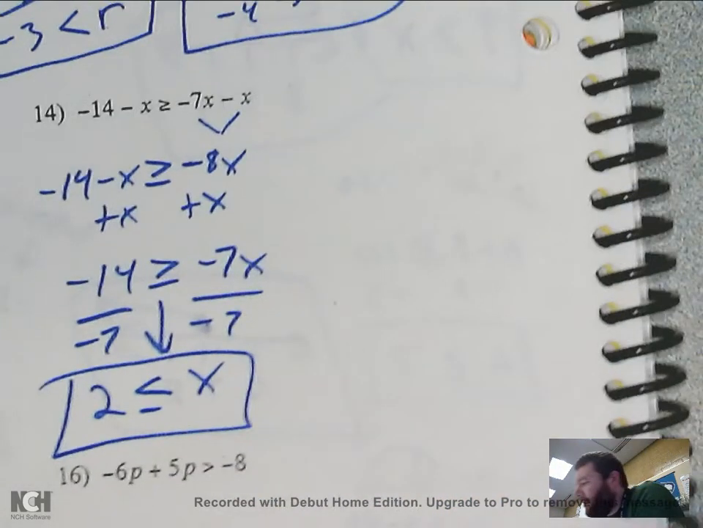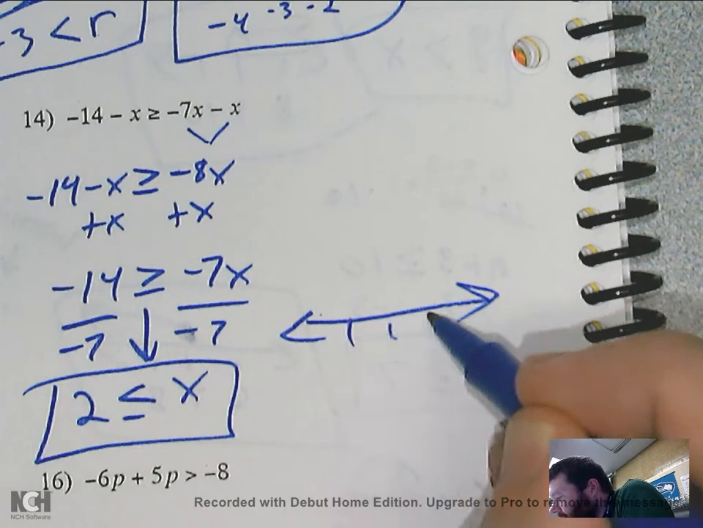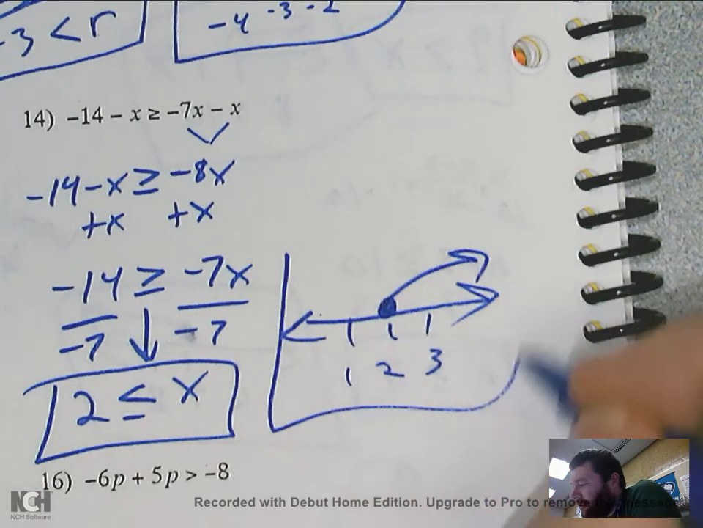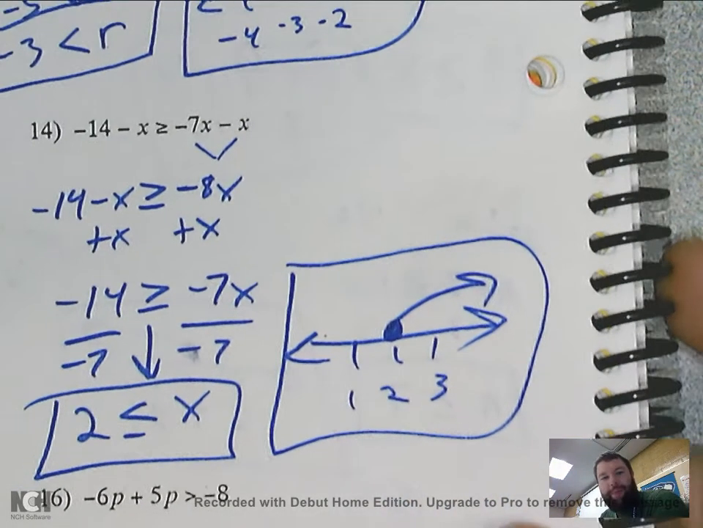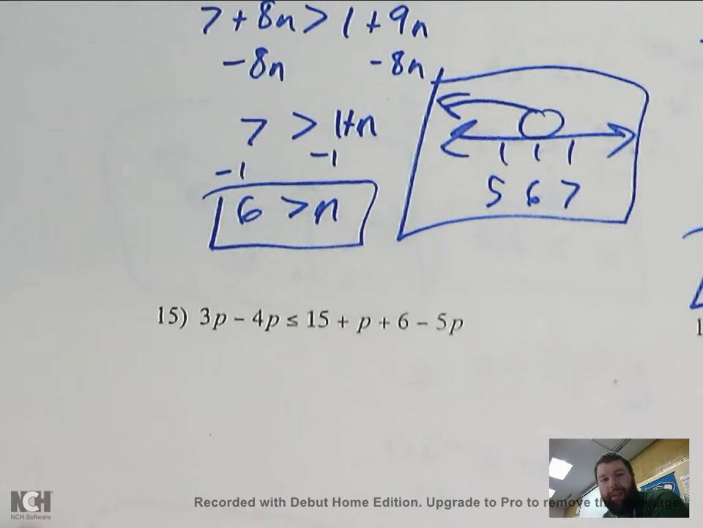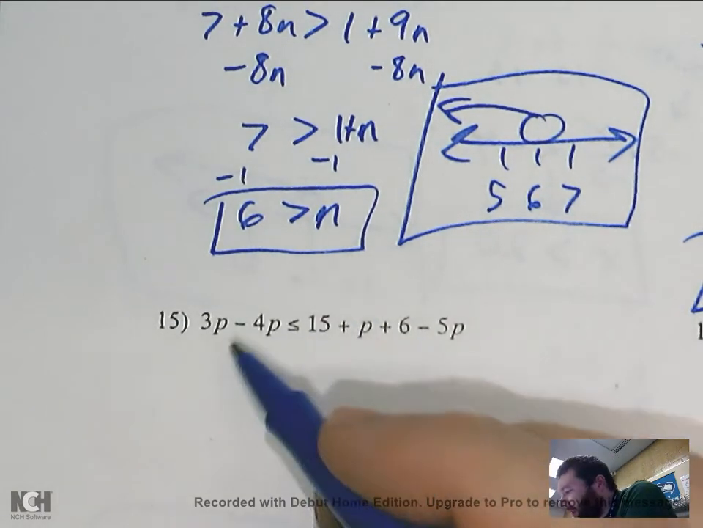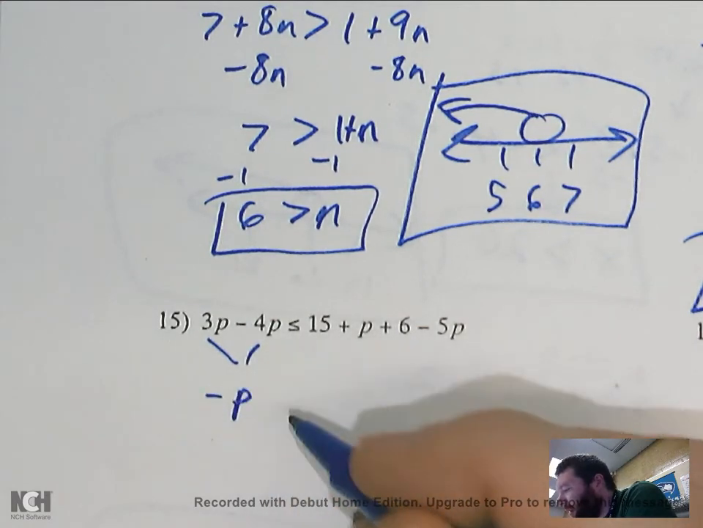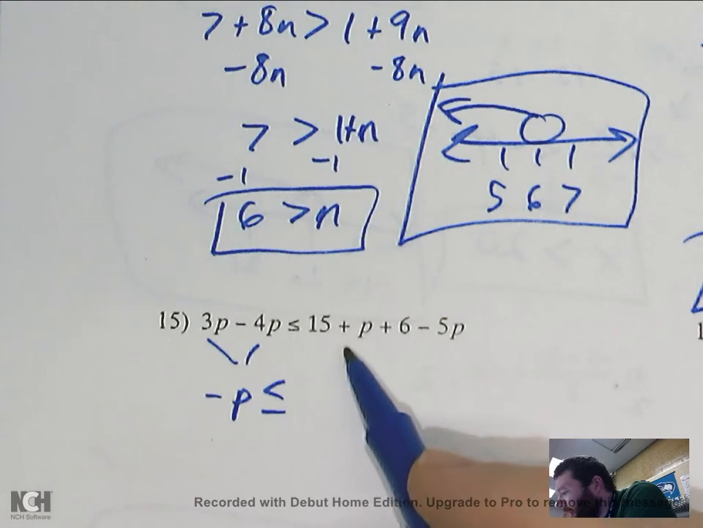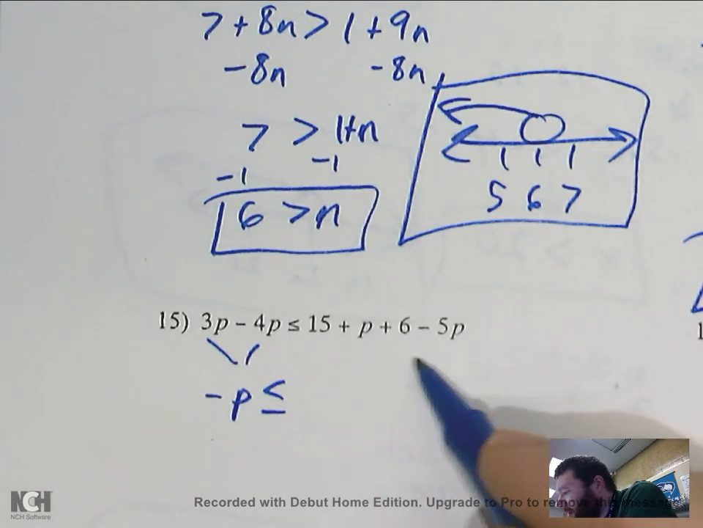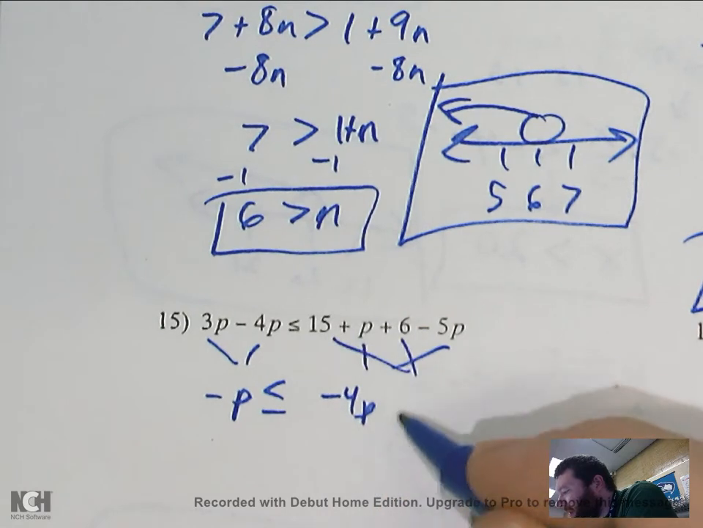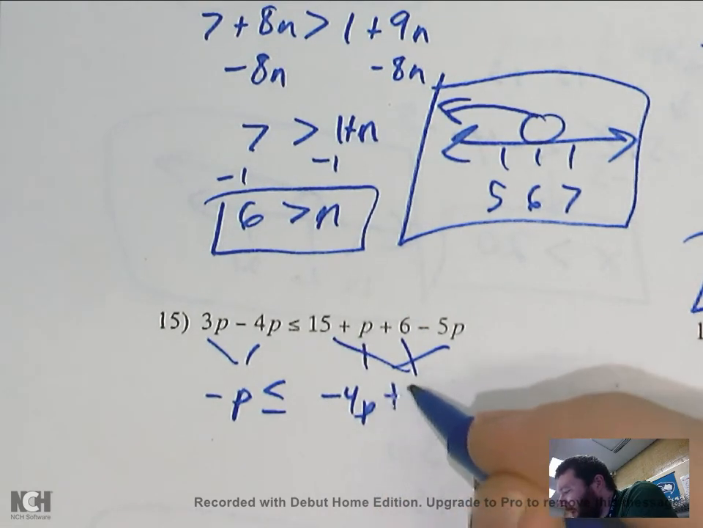And there's one answer. Draw my line. 1, 2, 3. It's going to be a closed circle. It's eating the variable, so it's going to go to the right. And there's the other one. Okay. Number 15. I've got like terms over here. So 3 plus a negative 4 is negative p, less than or equal to, and then this side, I've got p and negative 5p, that's going to be negative 4p, and then I've got 15 and 6, which would be 21.